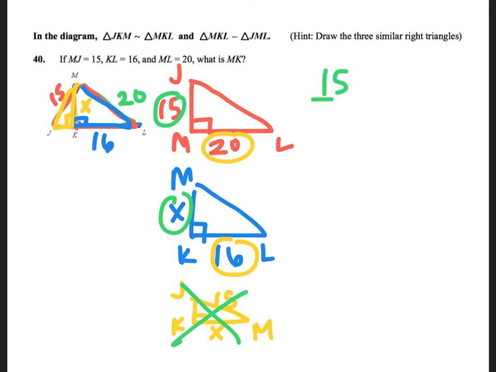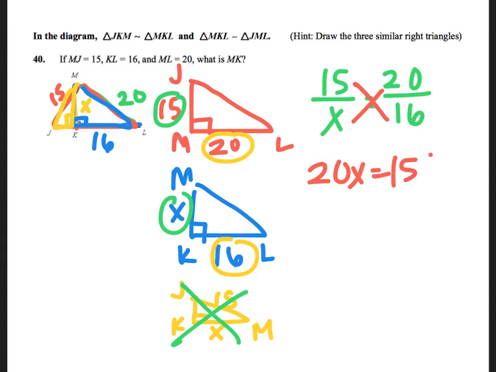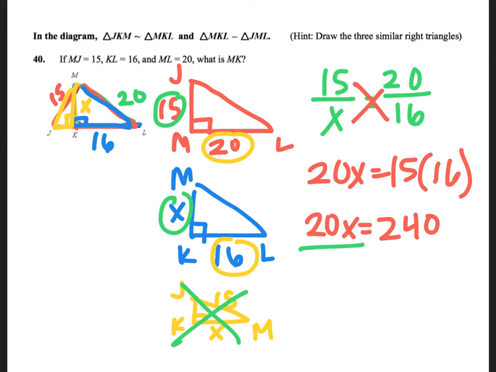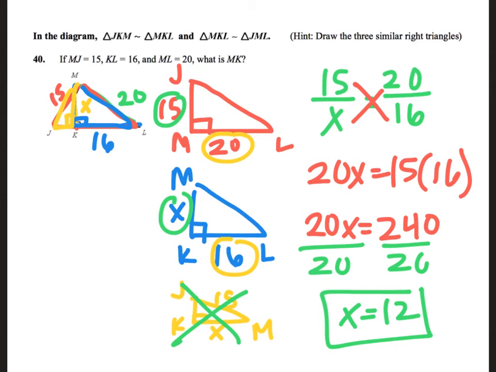So I'm going to do 15 over X equals 20 over 16. We're going to go ahead and cross multiply. So I have 20X equals 15 times 16. When I multiply 15 times 16, I get 240. So we have 20X equals 240, and then we're going to divide both sides by 20, and when I divide by 20 I get X equals 12, and that is your final answer.